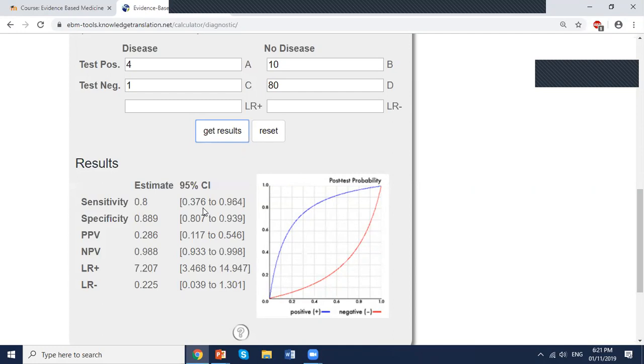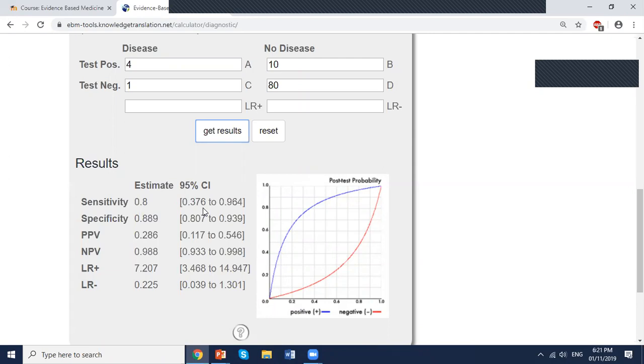If I just have to give an answer, if you just ask me what is the sensitivity of the test, I could just say 0.8? That's right. I don't have to say 80%. Well, right. You could say 0.8 or 80%. Either one is correct. But what I would say is you have to go a step further and tell me the confidence in this.